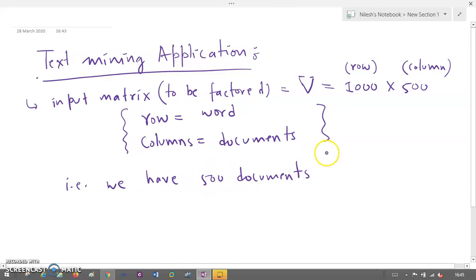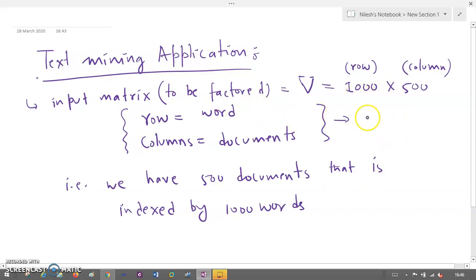So that means we have 500 documents that is indexed by 1000 words. And because of this word and document, you will get the application. Okay, that is the reason we are getting this text mining application. So we have an input matrix V having 1000 rows and 500 columns. Row represents word and column represents document here. So precisely we can say that we have 500 documents that is indexed by 1000 words.